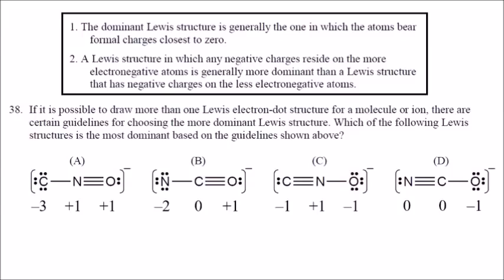Oxygen, 6 minus 7, negative 1. The dominant Lewis structure is generally the one in which the atoms bear formal charges closest to 0. That makes D the best choice, and it puts a negative charge on the atom that has the highest electronegativity, which in this case is oxygen. So the correct answer is D.